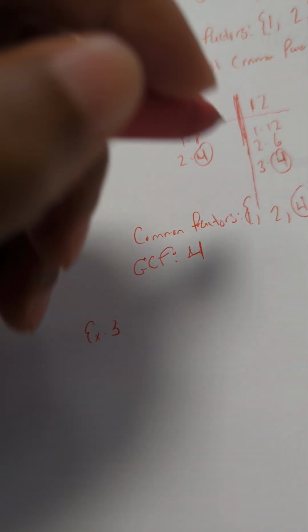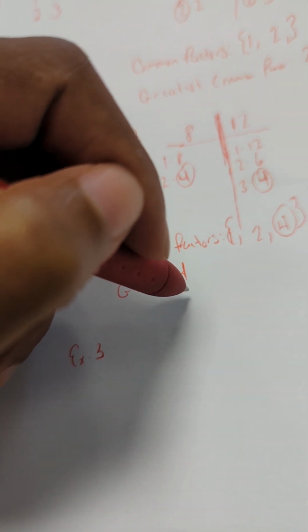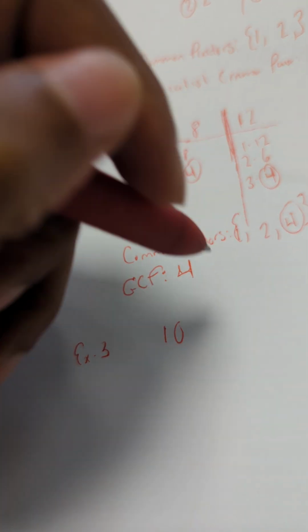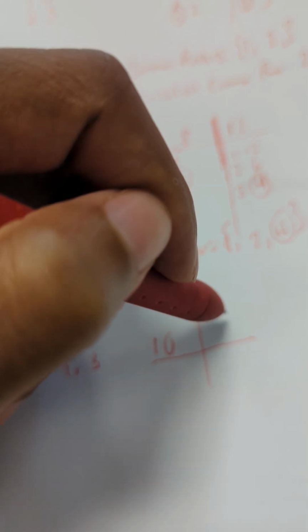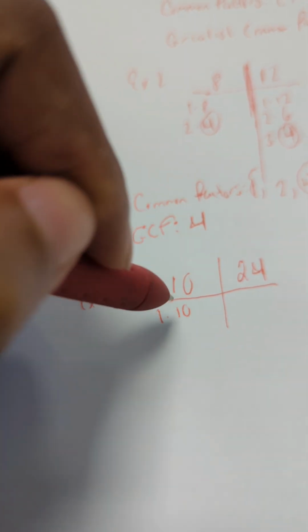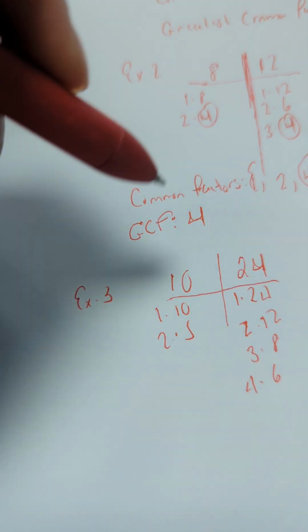Okay, let's use another example. Let's use a more complicated example. Let's use 10 and 24. So 1 times 10 is 10. 2 times 5 is 10. 1 times 24 is 24. 2 times 12 is 24. 3 times 8 is 24. 4 times 6 is 24.